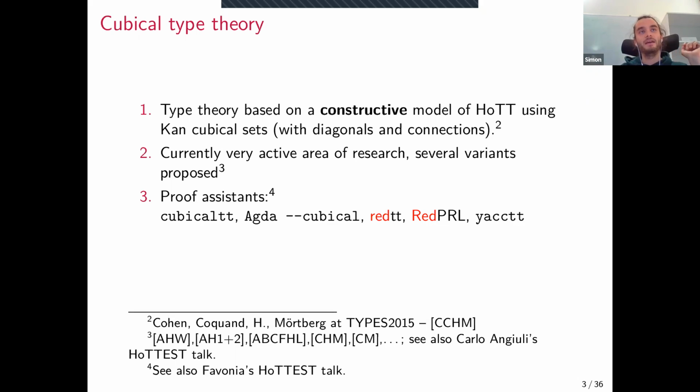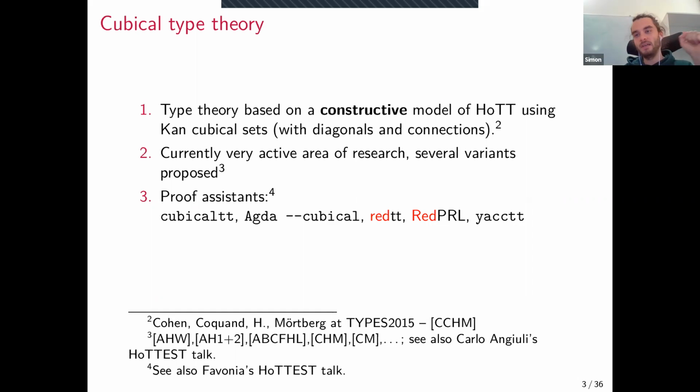But this is really an active area of research. So there are several variants of these cubical type theories proposed. So here in the footnote, you see a few. I was too lazy to write out all the names, and it would also not fit the slide. So there's quite a lot of variants of this. There's also Carlos' HoTTEST talk, where he talks about the new style of cubical type theory, where you have Cartesian cubes as base. And well, there's lots of variants, right.